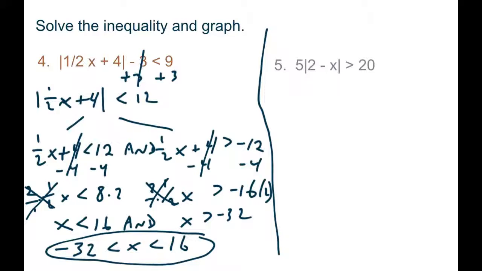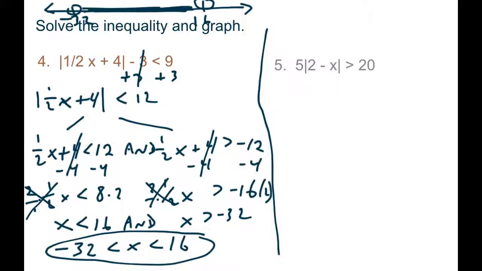Then let's come up here and graph this. Here's my number line. There's my negative 32. There's my positive 16. There's no equal to sign, so we're going to circle those, and it's the segment connecting them. Alright, come over here now.